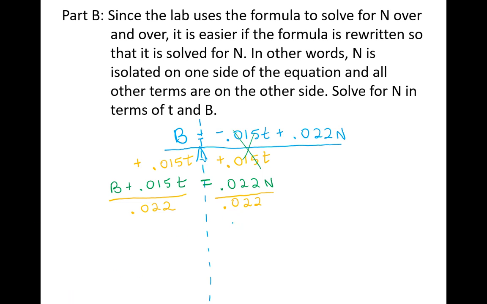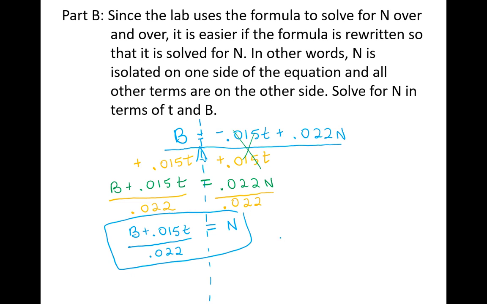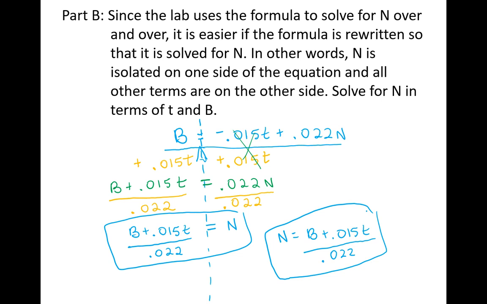that says n is equal to b plus 0.015t over 0.022. This is the formula. I'll probably turn it around because I'll probably write it like this: N equals B plus 0.015T divided by 0.022. And that way we just have to plug in B and T each time and we're good to go.